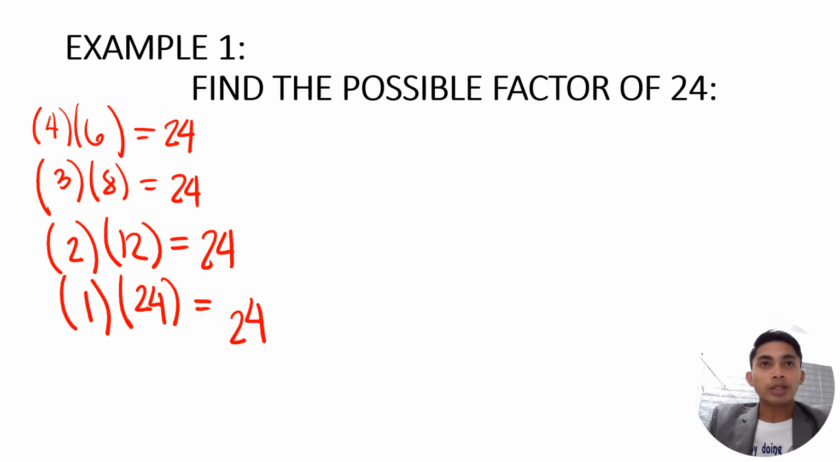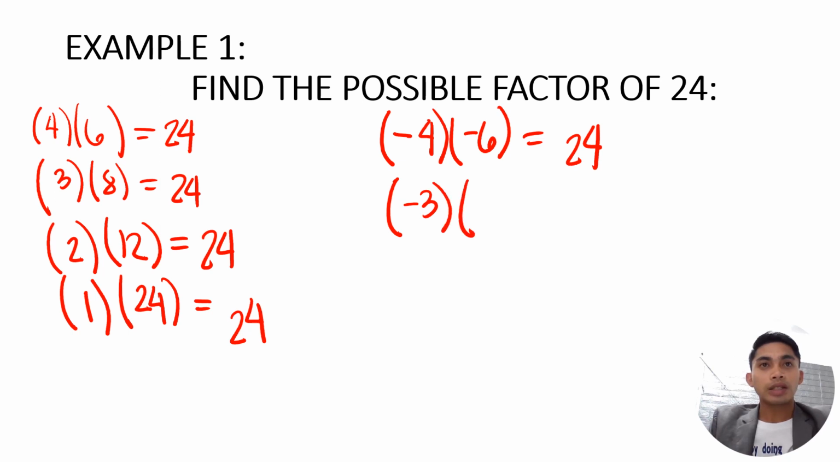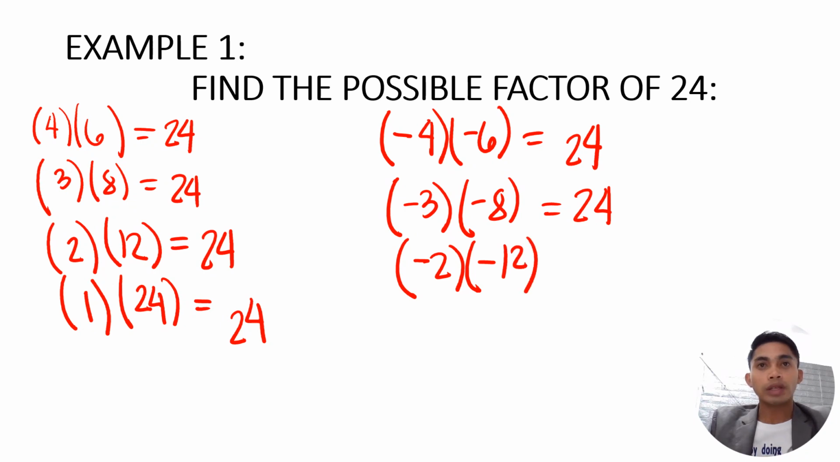But there are also possible factors of 24 aside from these positive integers. So we have negative 4 times negative 6, which is equal to 24. Next is negative 3 times negative 8, which is equal to positive 24. Then negative 2 times negative 12 is equal to positive 24. And lastly, negative 1 times negative 24 is equal to positive 24.